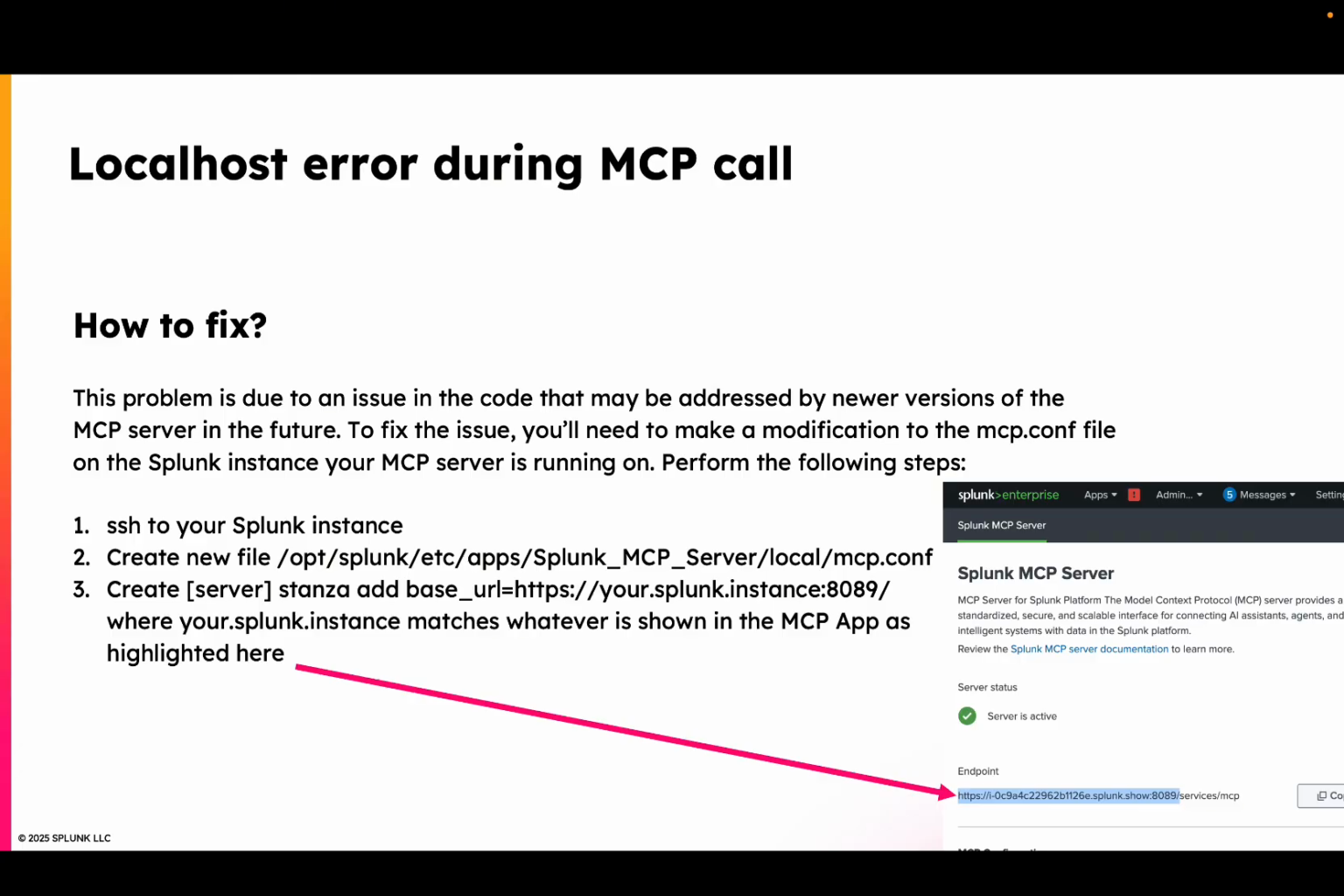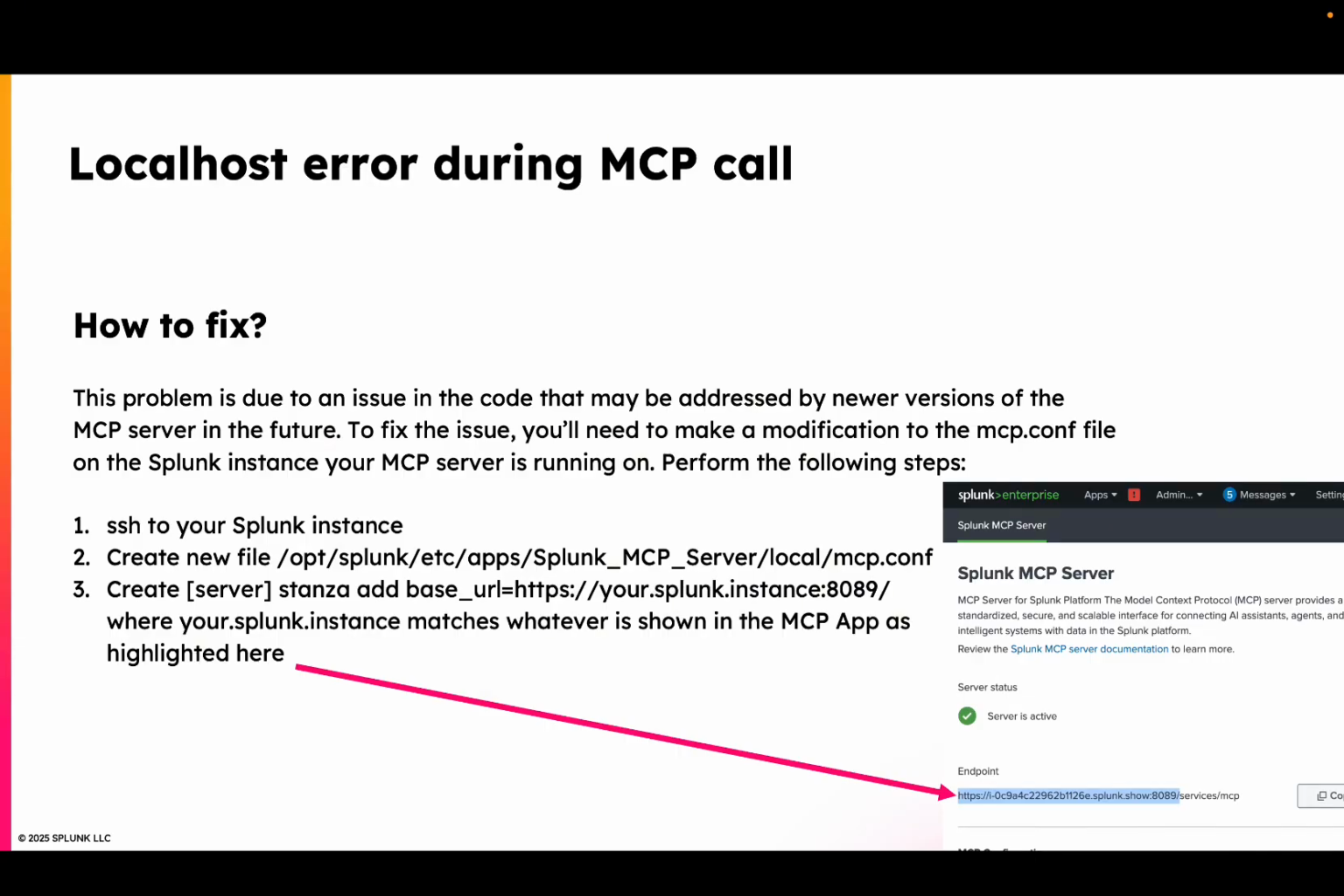So in order to fix this problem, you want to SSH into your Splunk instance. You're going to need to go to your /opt/splunk/etc/apps folder, specifically the Splunk MCP server app, and you're going to add the mcp.conf file under your local folder.